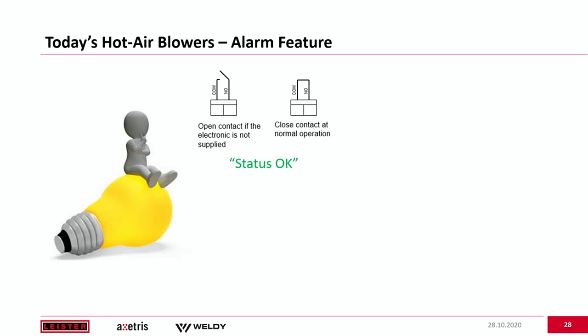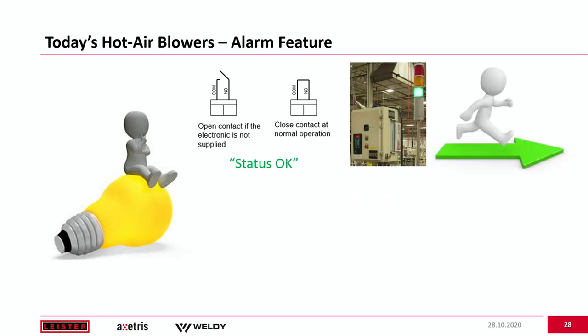Now, what can you do with that contact? Well, you can bring it into your external control system that's part of your manufacturing line, and it's going to give you some information to let you know that the heater is okay and you can continue on with your process.